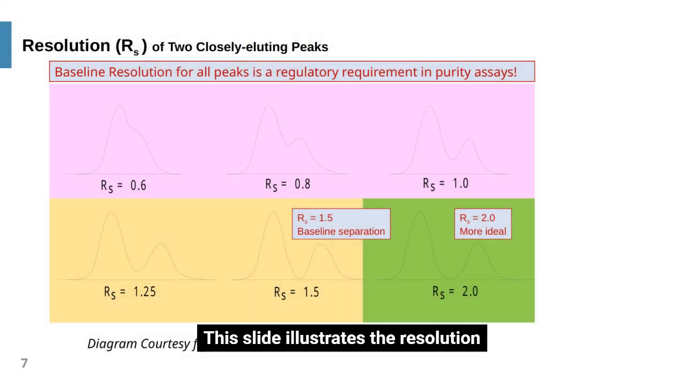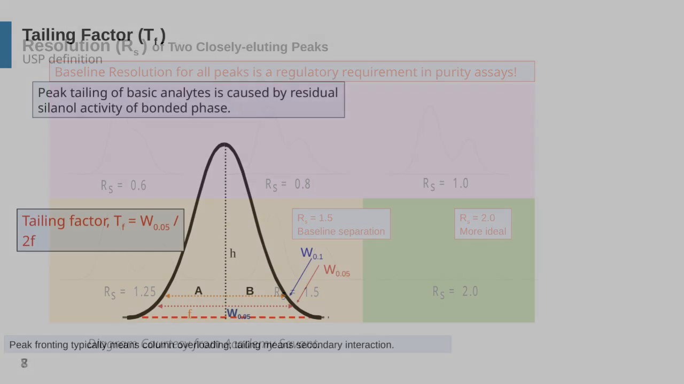This slide illustrates the resolution, RS, of 2 closely eluting peaks, ranging from RS equals 0.6 to RS equals 2.0. Baseline separation is achieved at RS equals 1.5, while RS equals 2.0 is more ideal. Baseline resolution for all peaks is a regulatory requirement in purity assays.